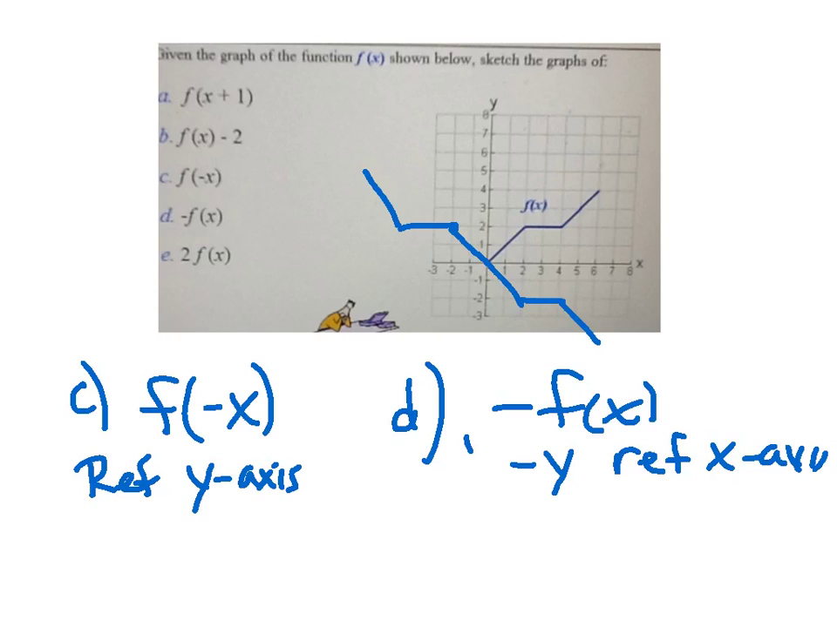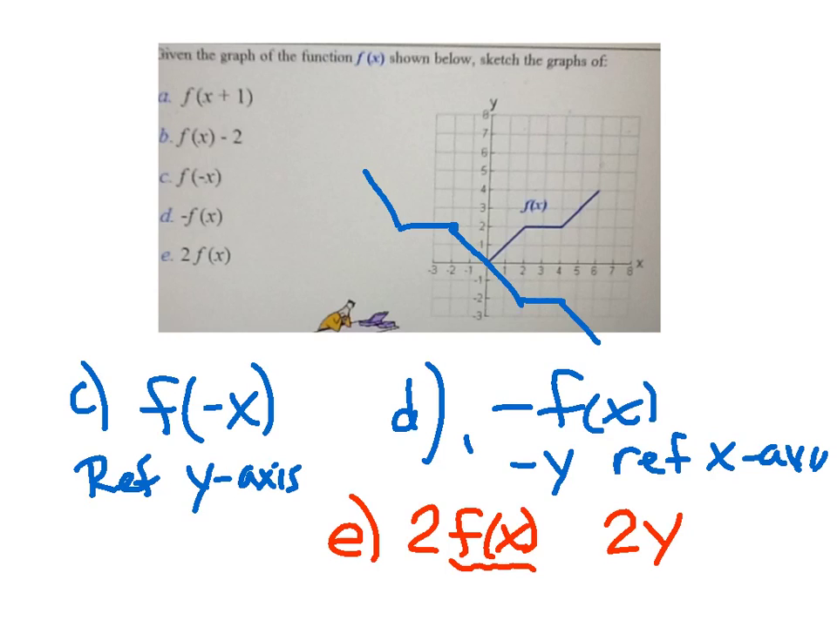Now, lastly here, letter E, just kind of threw something new at you. Basically, E is saying 2 times f of x. And remember, f of x is just fancy for y, so I'm really saying 2 times every y value. Okay, well, we're almost there, I promise you that. Just a couple more things.